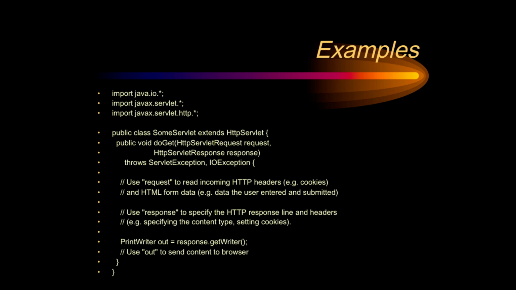So here's an example of a servlet, of what it takes to write a servlet. So here we have a servlet called SomeServlet. And it extends the class HttpServlet. And so to do that, it's going to implement a get. So here's the public void doGet, HttpServletRequest and response. So all it has to do is extend these two classes to have the servlet do something.